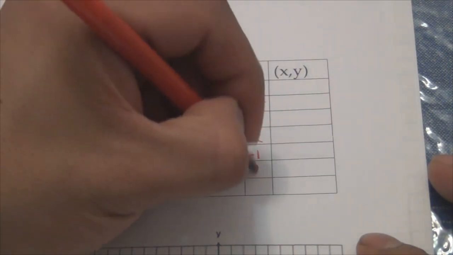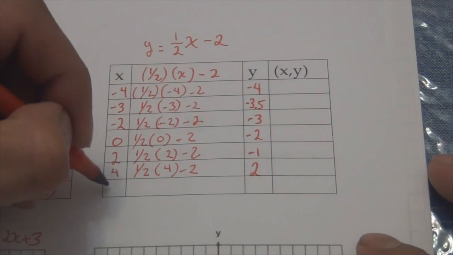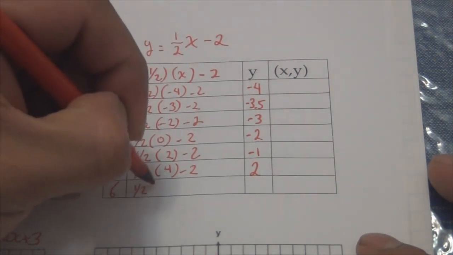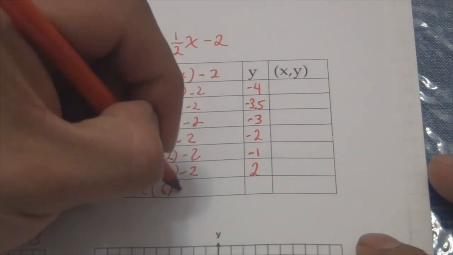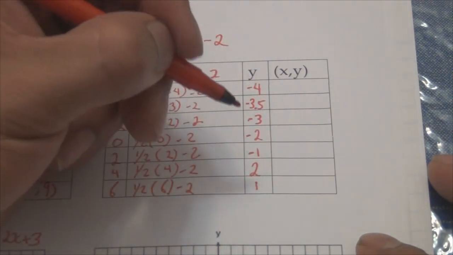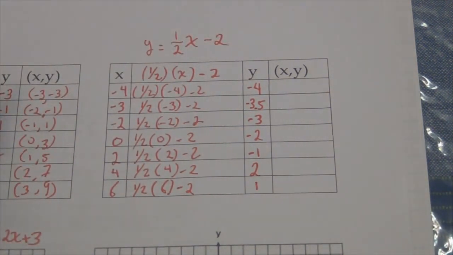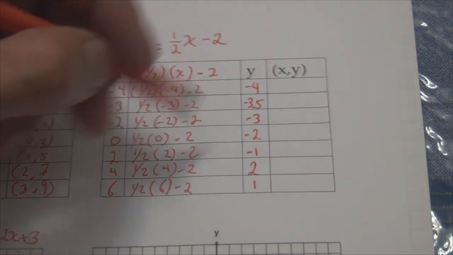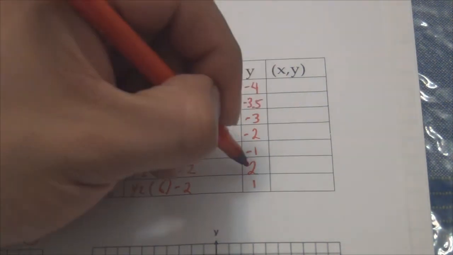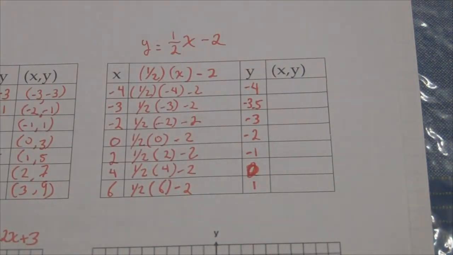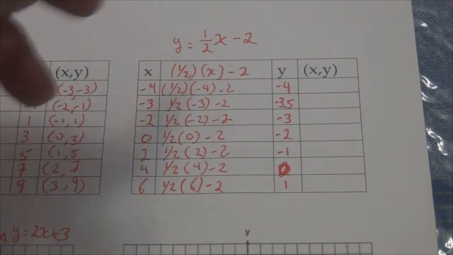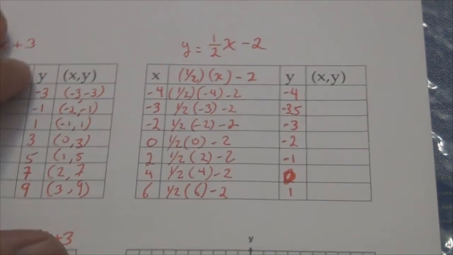Minus 2 is 2. Let me give you another value, 6. Half of 6 is 3. Minus 2 is 1. Something is not right. Let's go back here. Half of 4 is 2. Minus 2 is 0. Okay, sorry. 0. Okay. So now, what do you notice about all these values?